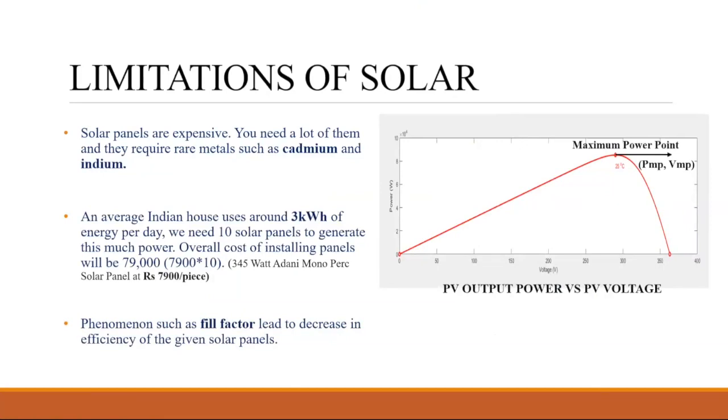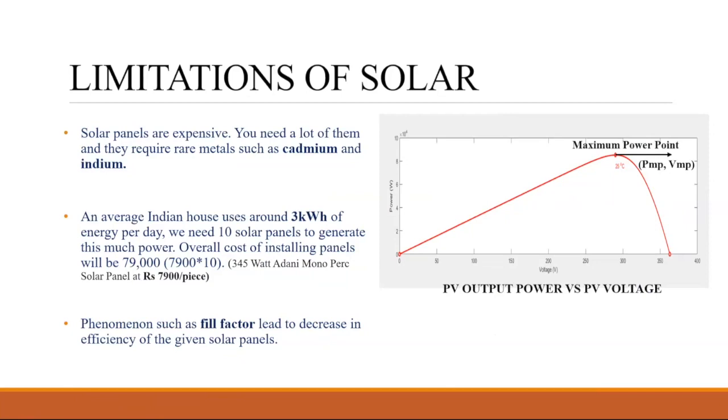Another example that I have depicted: an average Indian house requires 3 kilowatt of power, and a single panel has a power rating of 345 watt. We require 3 kilowatt for an average house. So how many panels do we need? We need 10 panels, right? 0.45 kilowatt extra, but that's okay. We are close to the figure.